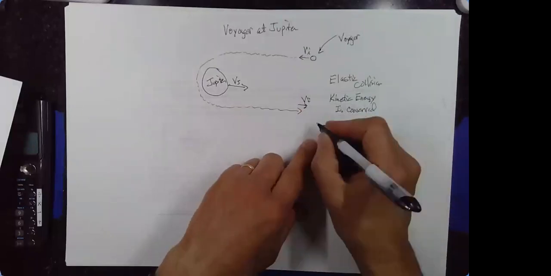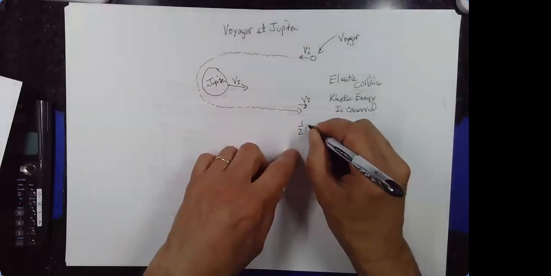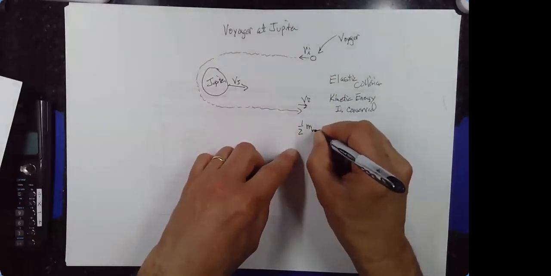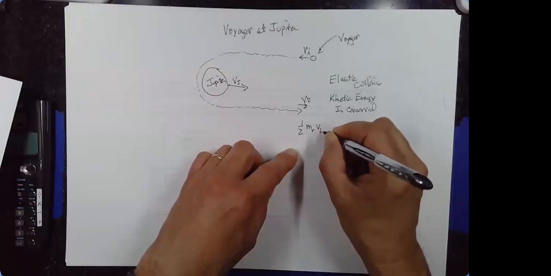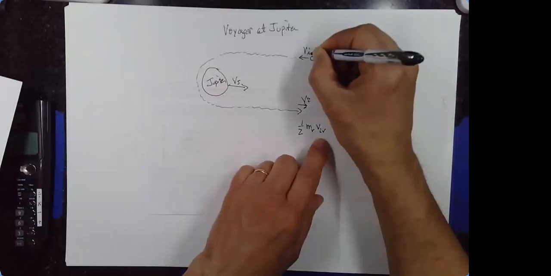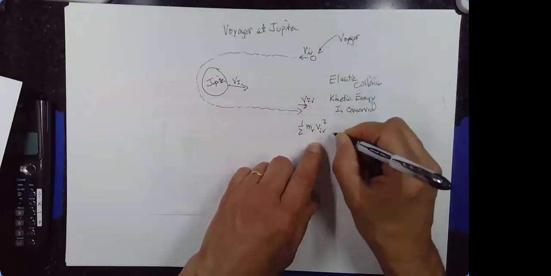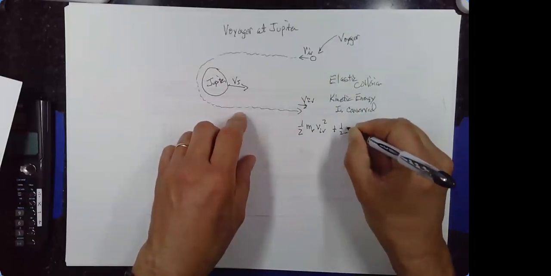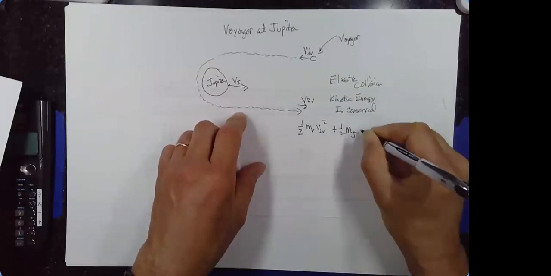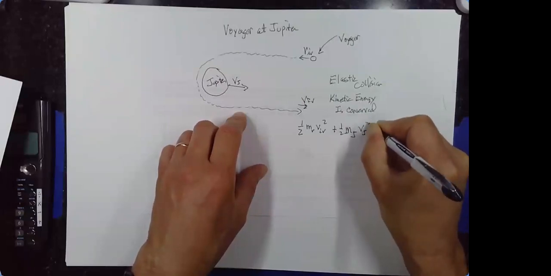What that means is that the initial kinetic energy is going to be 1/2 the mass of Voyager times V initial squared, plus 1/2 the mass of Jupiter times V Jupiter initial squared.